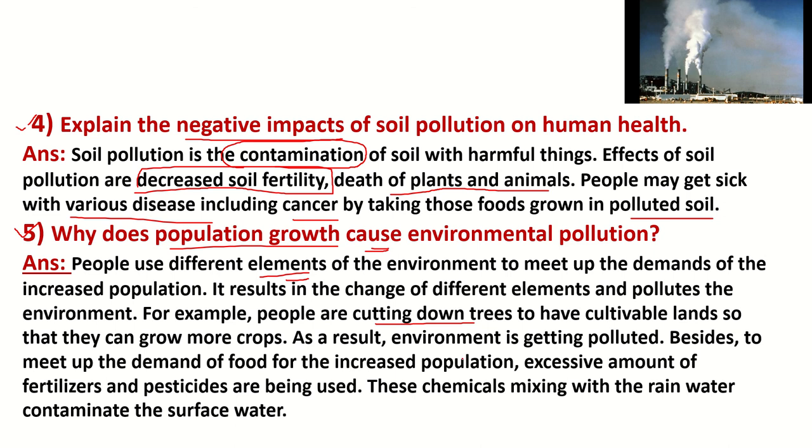As a result, the environment is getting polluted, and besides, to meet the demand for food for the increased population, an excessive amount of fertilizer and pesticides are being used, because they need more food, more productivity. These poisonous chemicals mix with rain water, that is acid rain, and contaminate the surface water, so dangerous. That way pollution happens.